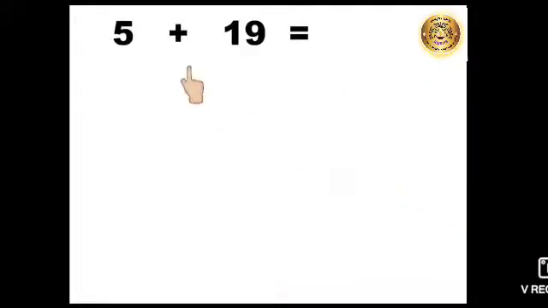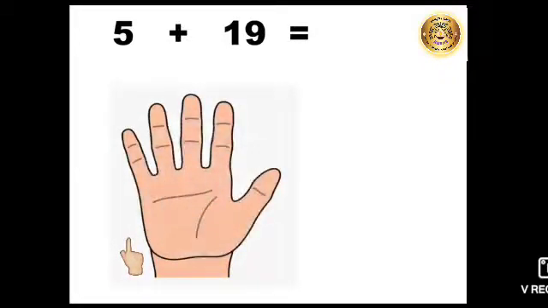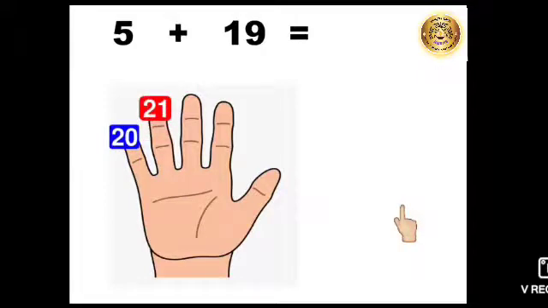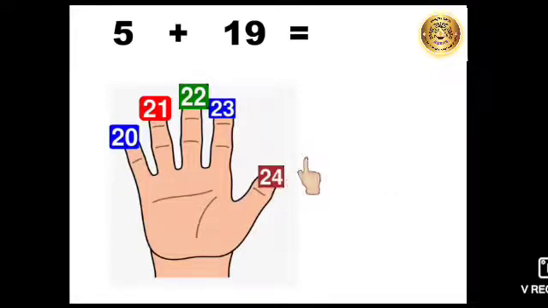Next, here 5 is smaller than 19. So how many fingers do you have to take out? You have to take out 5 fingers. And how many steps do you have to go forward? 5 steps after 19. Which number will come after 19? That is 20, 21, 22, 23 and the last one is 24. Meaning 24 is the sum of 5 plus 19.